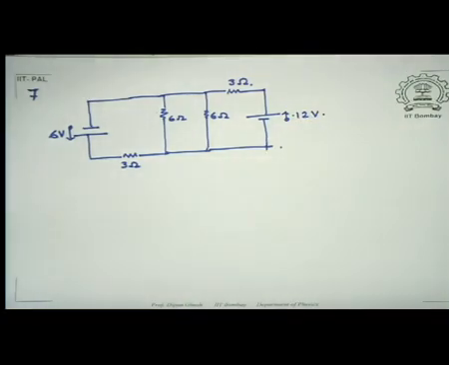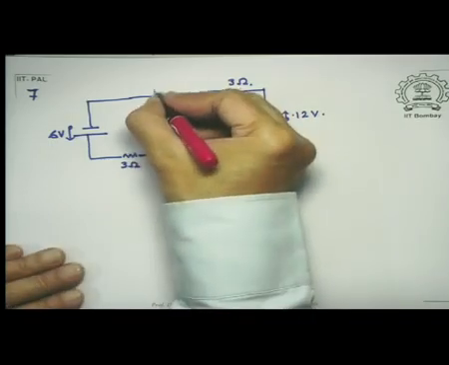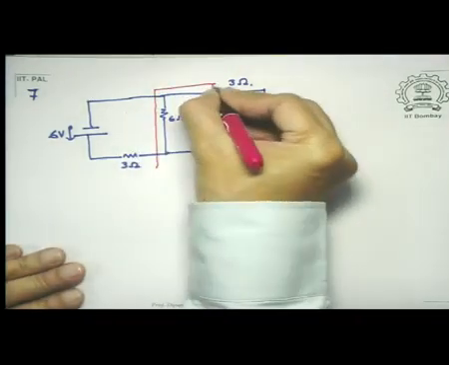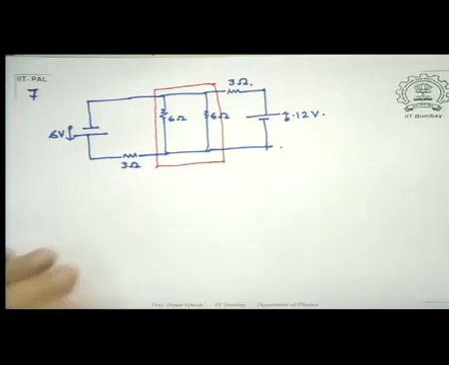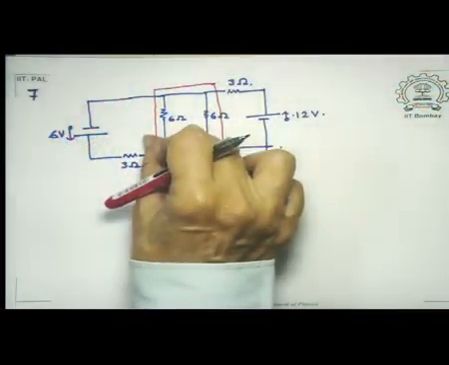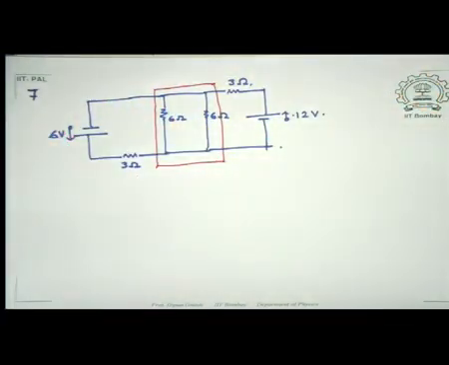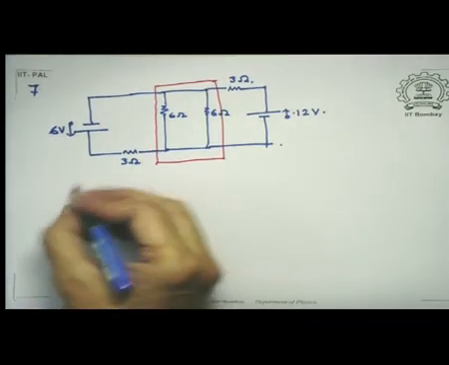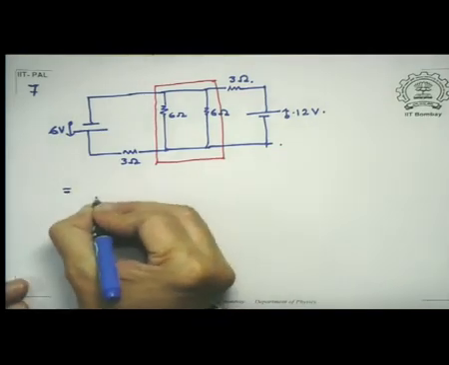So once again, what do I do? I can assume directions, but look at the following first. This section of the circuit is a parallel combination of two 6 ohm resistances. So therefore, the effect of these two is equivalent to a 3 ohm resistance. So therefore, this circuit that I have written down, I could have first simplified it.